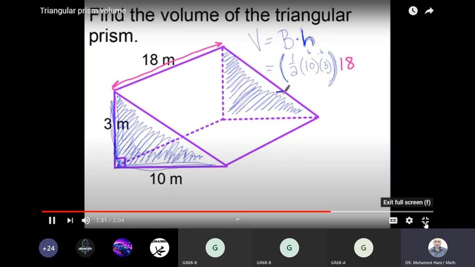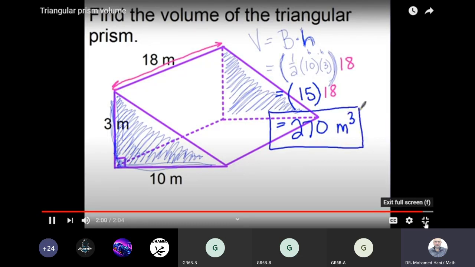So we'll calculate the base area of your triangle. 1/2 of 10 times 3 is 15. So 15 times 18 is going to give us the volume for your triangular prism. 15 times 18 is 270. So this triangular prism has a 270 cubic meter volume.